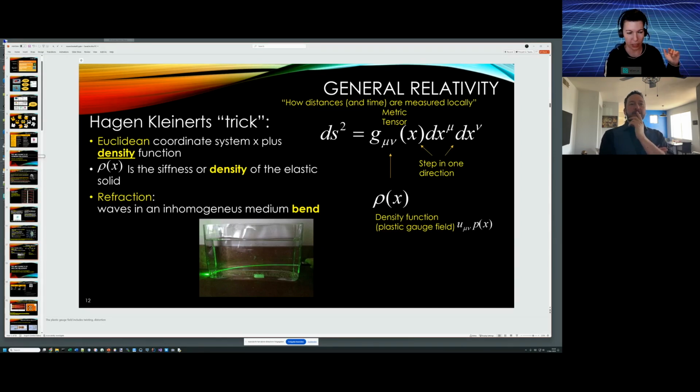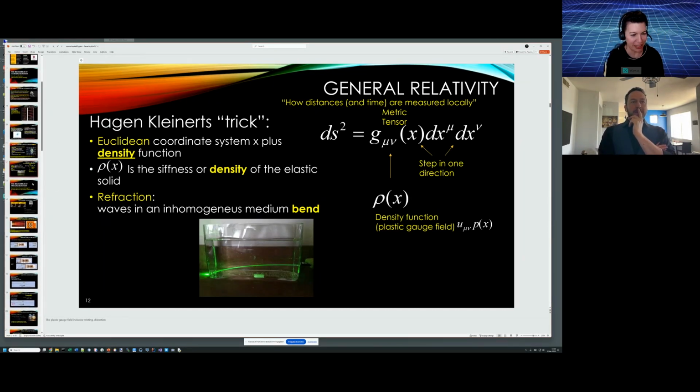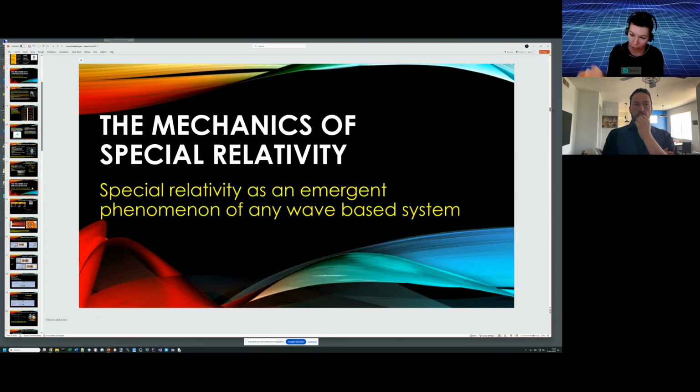So that's about as far as I will go with general relativity, if that's okay, because otherwise I have like 60 slides. Okay, so I'll go on to the next puzzle piece, that's special relativity. Yeah, I think we covered that part. The question is, how do we explain special relativity? Another important piece. What I want to show is that special relativity is an emergent phenomenon of any wave-based system.